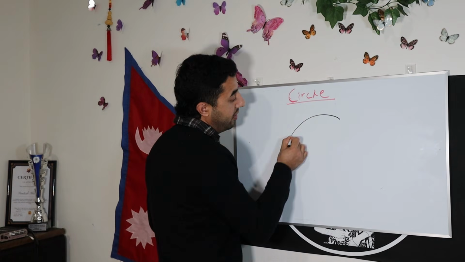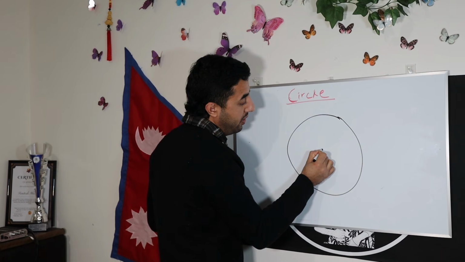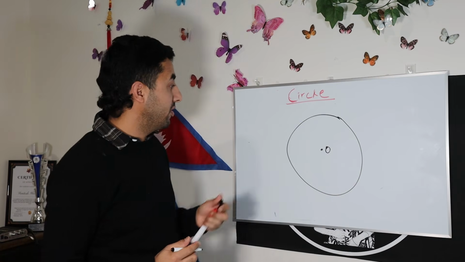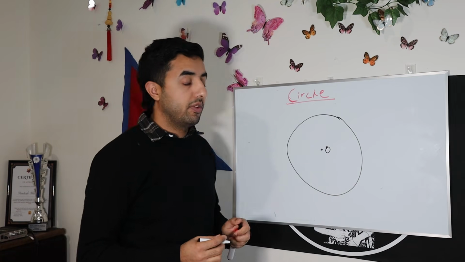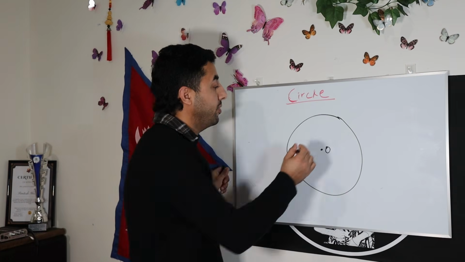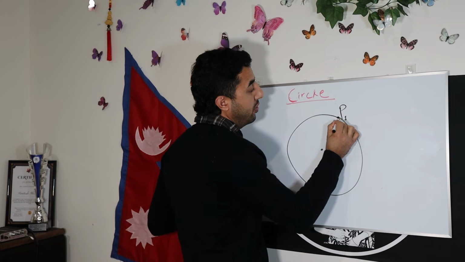So circle is this shape, but we need to define what is circle. So let's make one circle here. So this is circle, but let's define the circle. Circle means the path traced out by the moving point. So suppose, for example, there is one moving point here, P. It's in the position 1.